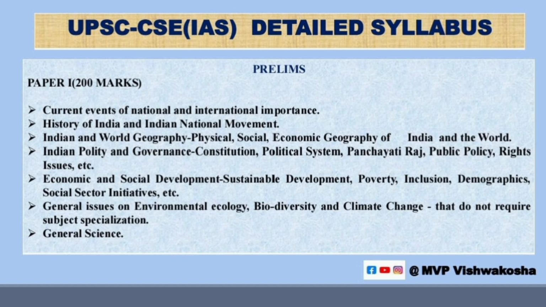Next is economy and social development: sustainable development, poverty, inclusion, demographics, social sector initiatives, etc. That is the economy part. Next, in the environment part, general issues on environmental ecology, biodiversity, and climate change that do not require subject specialization. They clearly mentioned that. Basic environment and ecology you should know, and current affairs issues. Next is general science. They will not give subject matter, they will give application-based questions. In science and technology, maximum application-based questions will come.